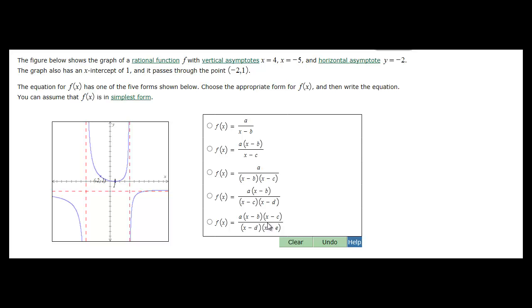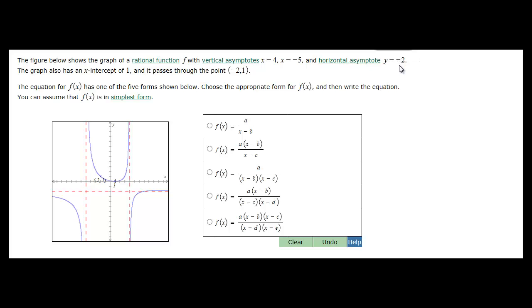So it has to be one of these three because there are two vertical asymptotes, and we know that vertical asymptotes come from the denominator. x equals 4 and x equals -5, which means x minus 4 is a factor and x plus 5 is a factor of the denominator. So horizontal asymptote is a non-zero number.